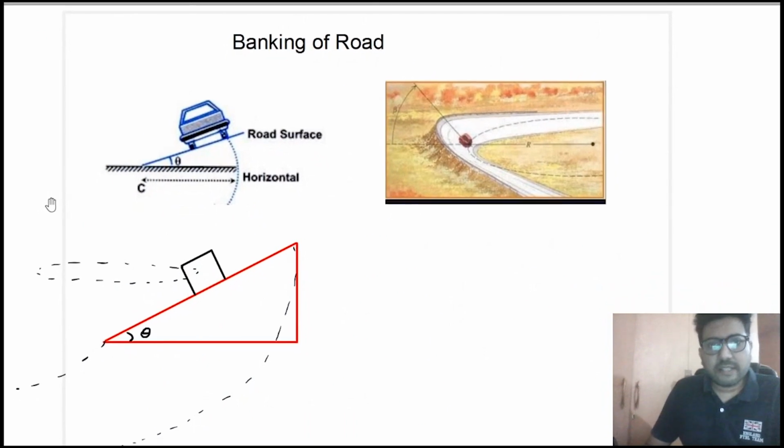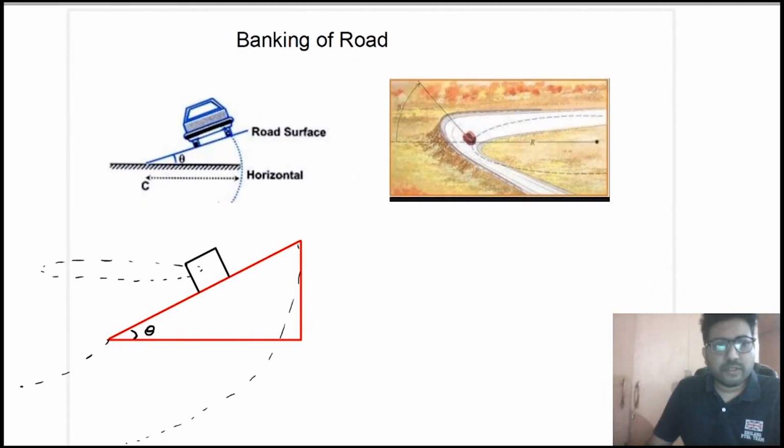Now let us discuss banking of roads. So to negotiate a turn, the roads are banked. What do you mean by banking of roads? Banking of road means roads are turned at some angle theta. This theta is called the banking angle. The roads are turned so that normal is able to provide the force.